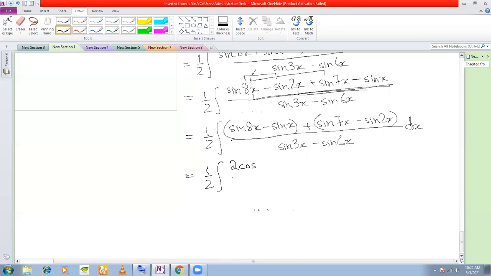Sine c minus sine d is 2 cos (c plus d by 2) sine (c minus d by 2). So 2 cos (c plus d by 2) sine (c minus d by 2) plus, and sine minus sine again is 2 cos sine. So 2 cos (c plus d by 2) sine (c minus d by 2).